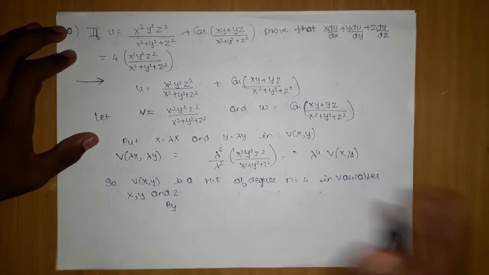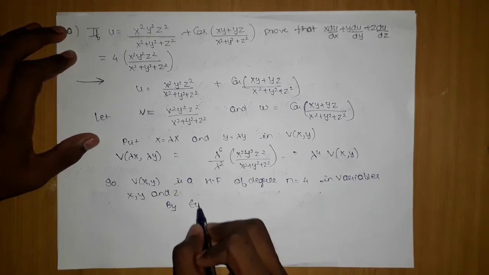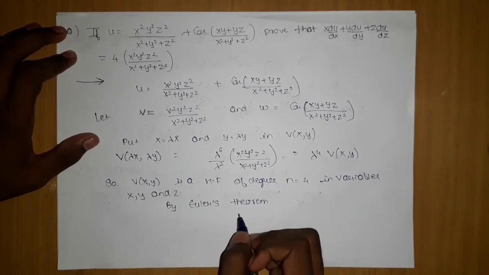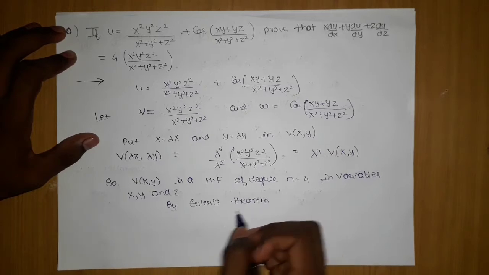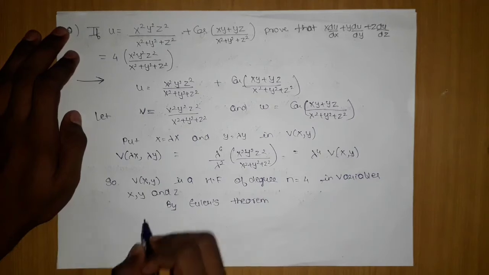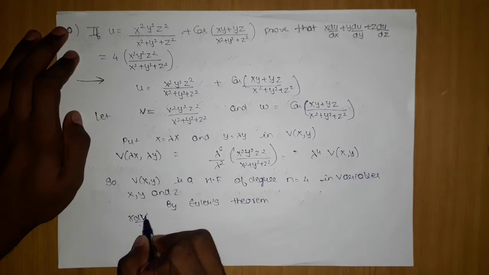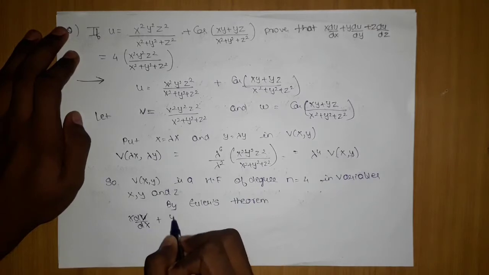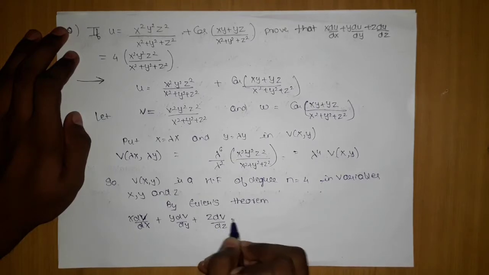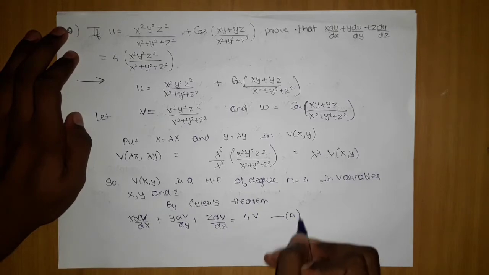Now you have proved that it is a homogeneous function, so you can apply Euler's theorem for three variables. So by Euler's theorem, remember you are not going to mention here that it is Euler's theorem of three variables. It is not that important. You can write it, but you have to save time because you are going to attempt more questions. So x dou v by dou x plus y dou v by dou y plus z dou v by dou z equals 4 times v. Let's call it a.